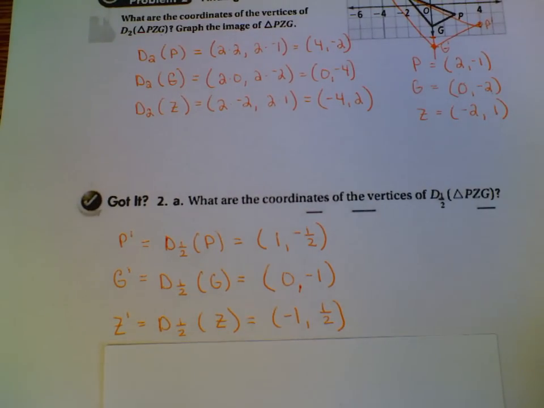Okay, that's it for dilations. You are either enlarging, so the scale factor is bigger than 1, or you're reducing, so the scale factor is less than 1. Remember, you're always multiplying by a scale factor.